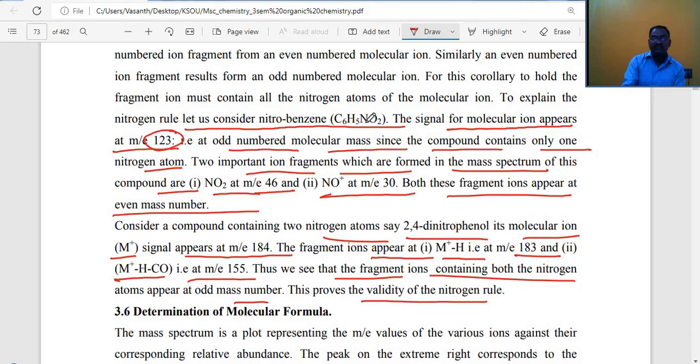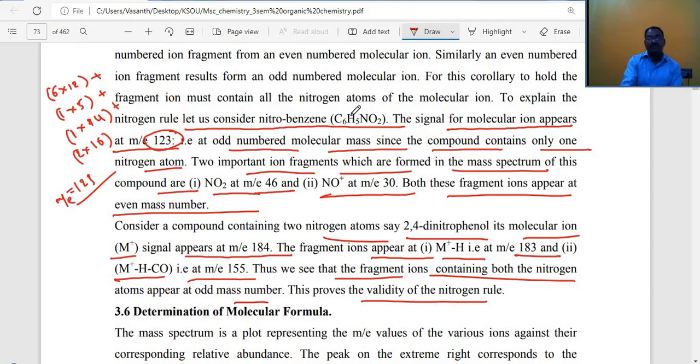How are we getting it? We just consider here 6 into 12, which is the atomic mass of carbon, plus hydrogen 1 into 5, plus nitrogen 1 into 14, plus oxygen 2 into 16. What we are getting here is 123. That is the mass peak. We just add the atomic masses of the elements, and what we get is the molecular mass.